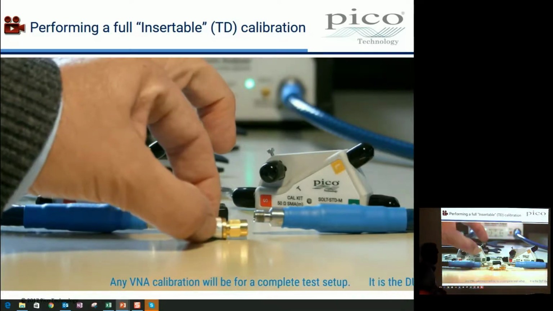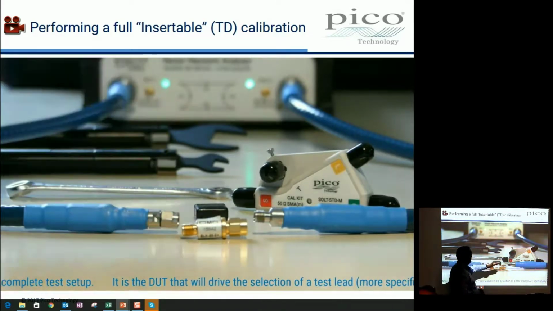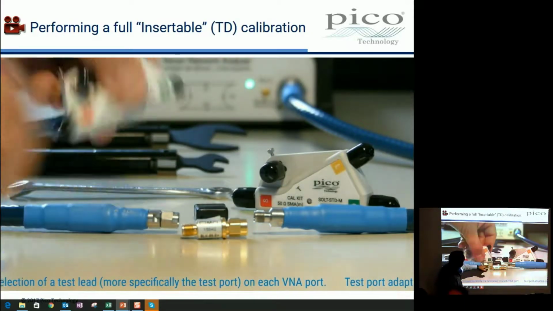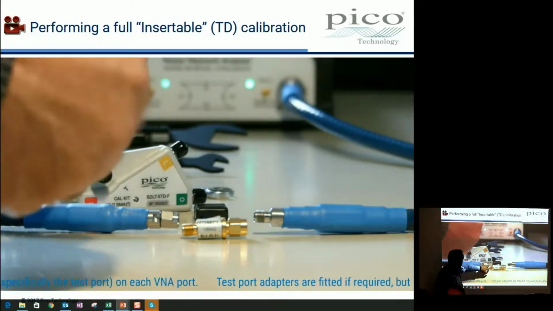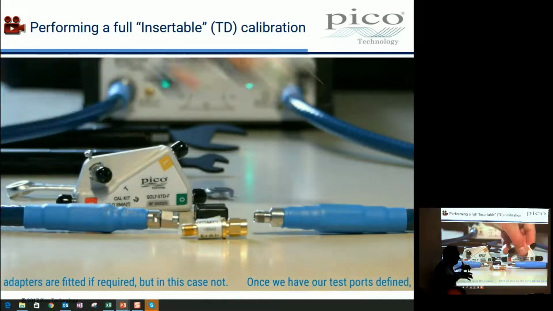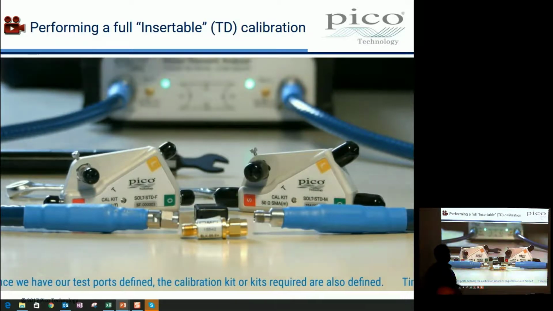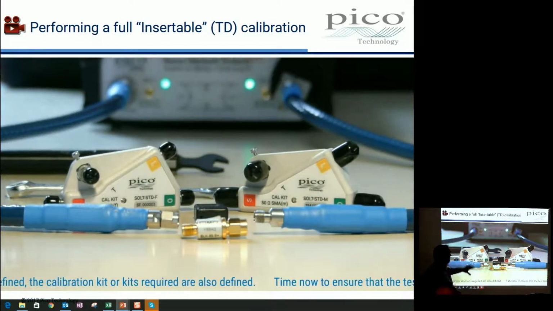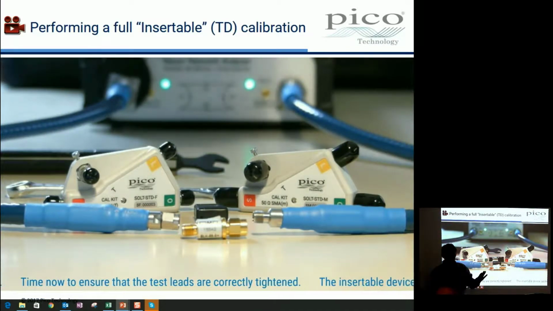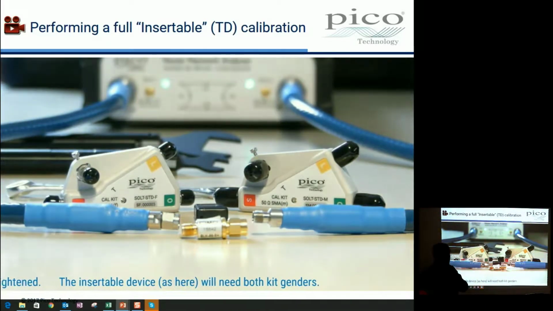Any VNA calibration will be for the complete test setup. So here is my complete test setup with cables. That's what I'm going to try and measure. These are the calibration standards. I'm picking the standards to match the ports, female to go into the male, or vice versa as it is, and likewise. So the ports are matched to the DUT. The DUT therefore determines the cal kits that you require. Because this is an insertable and we've got the two cables with different connectors, we need both cal kits. A lot of cals just need one cal kit. If you're doing 2 males or 2 females, you only need one cal kit.